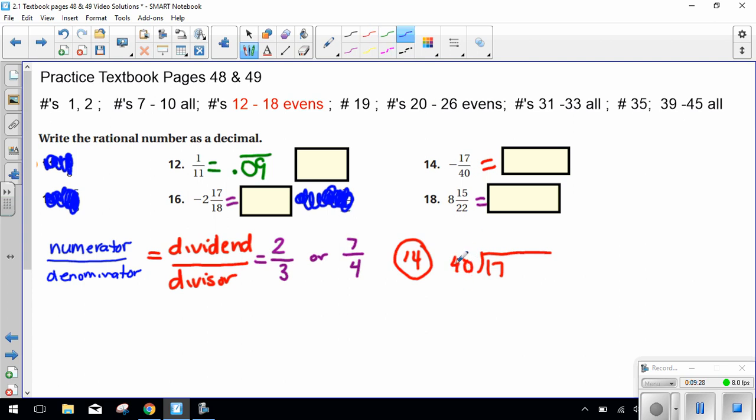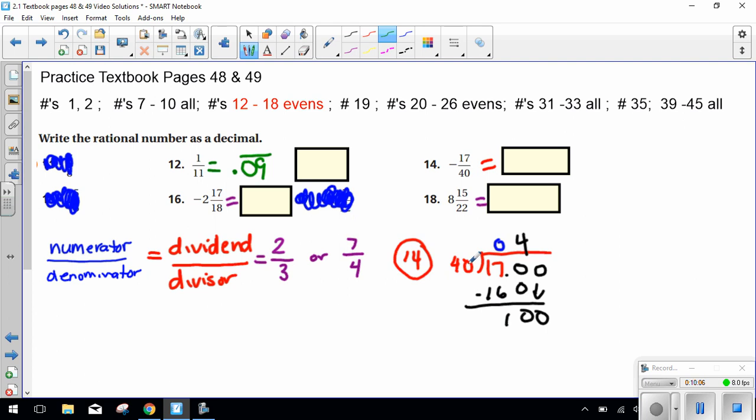Okay, so now I need to ask myself how many 40s go into 17, and that's 0 times. So I'm going to add a decimal and a 0. So when I look at these numbers, I'm going to ignore the 0 and just look at it as 4 into this number. So how many 4s can go into 17? And hopefully you're saying 4. So 4 times 0 is 0, and 4 times 4 is 16. So it's 160. When I subtract, I get 10, add a 0, and bring down.